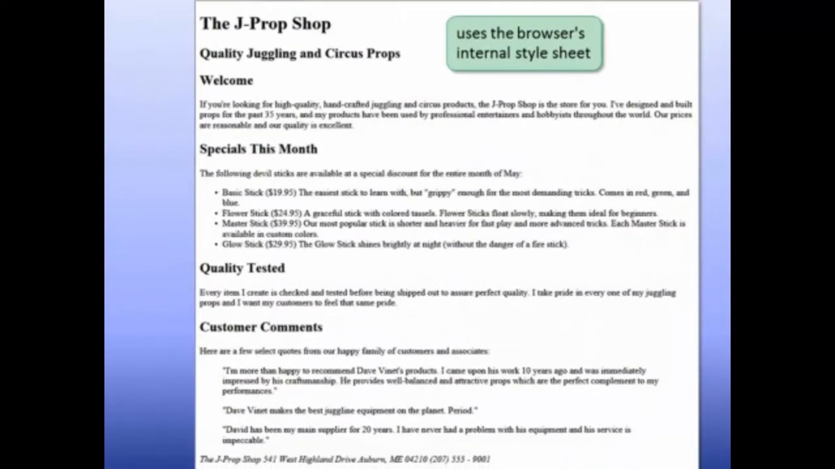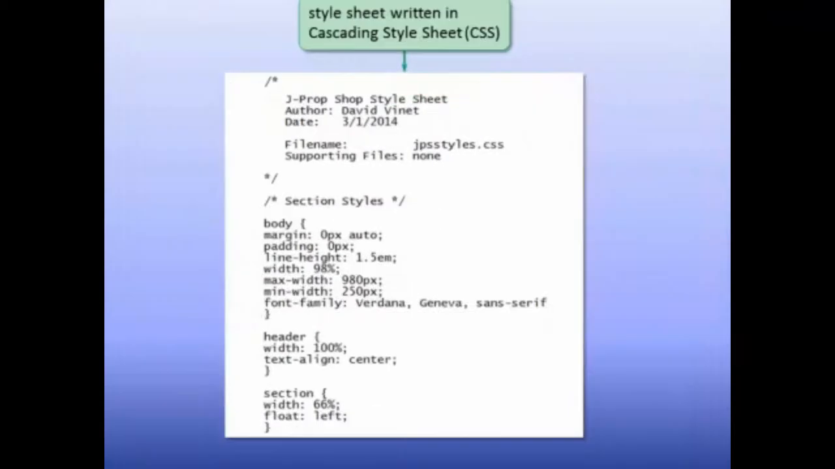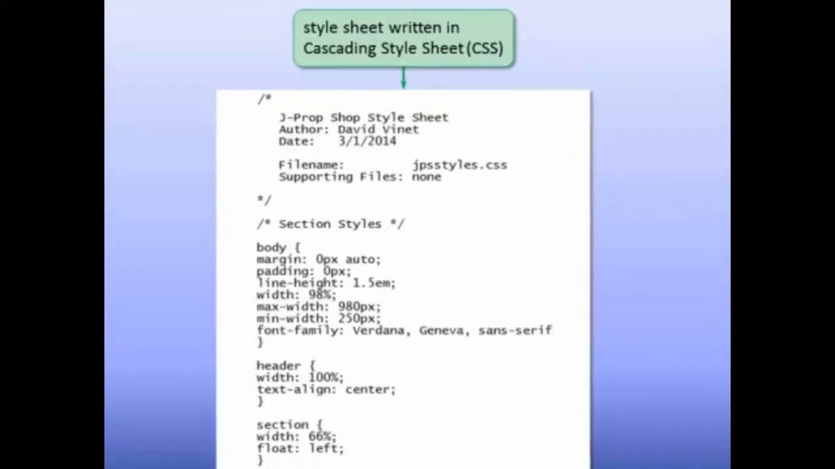Although the web page contains most of the same content as the flyer, it uses the browser's internal style sheet to render the page. To change the appearance of the page, you need to substitute your own style sheet for the browser's internal one. To write a style sheet, you use the Cascading Style Sheet, or CSS, language.